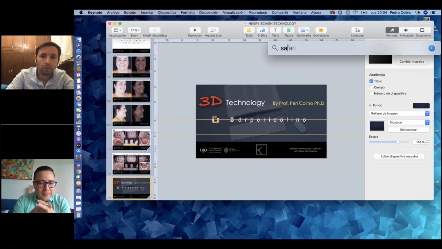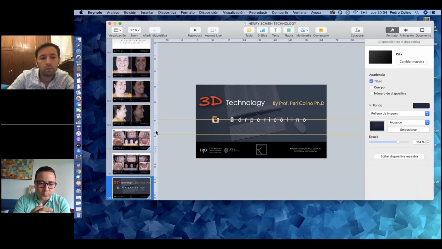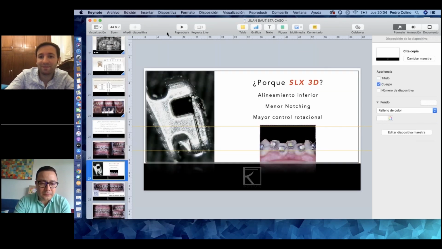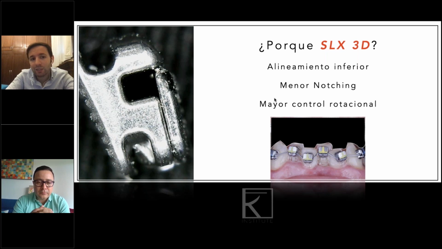They're also asking me, do you think you finish your cases faster because you use indirect bonding with CBCT and scans? Yes, I'm sure. Look at this. Why SLX? Okay, I gave a webinar yesterday, and I explained exactly that question. Look at the bracket in the microscope. Look at the slot. The slot is not square. It's not 90 degrees. So this is less friction than the SLX.